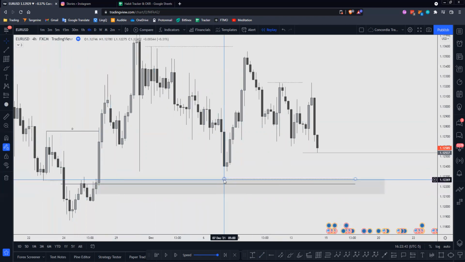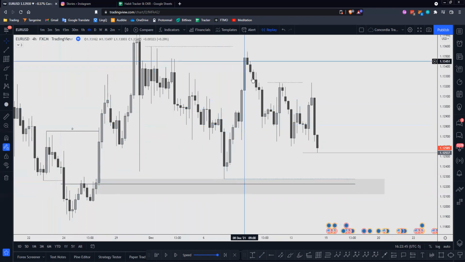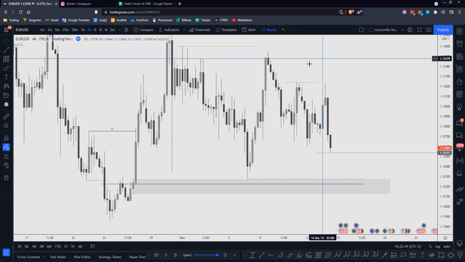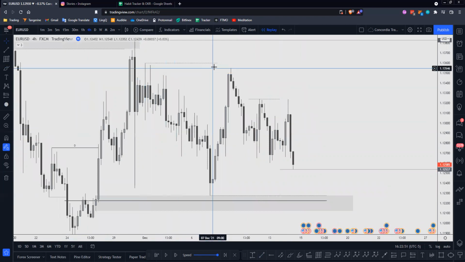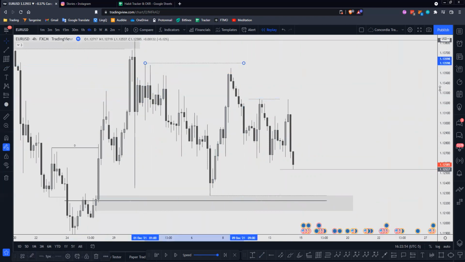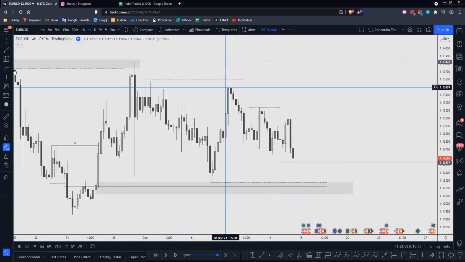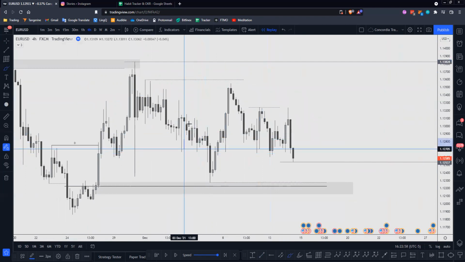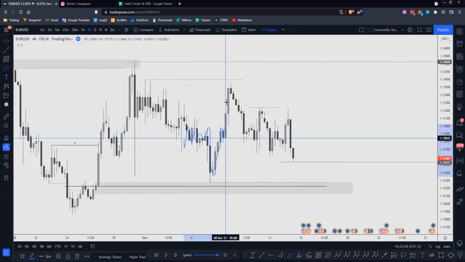Okay, and we did tag it right there. You can see we did tag it. We broke structure and went up. But again, on this time frame, what did I say? Remember that we failed to create a higher high here. We did create one right here. So you can consider this a consolidation, break a structure.